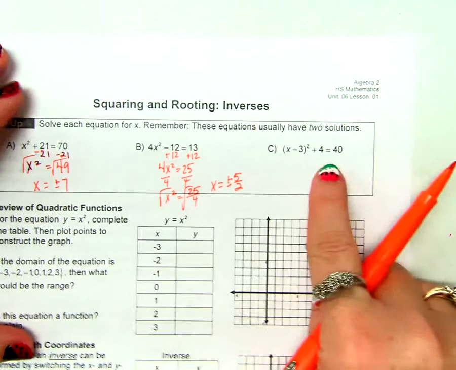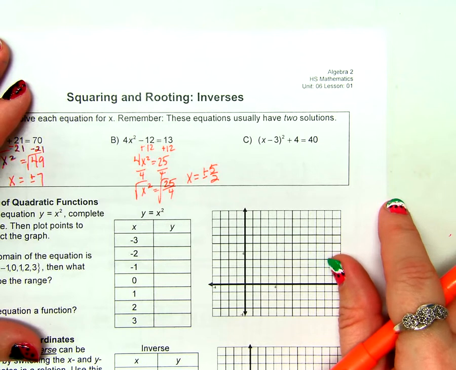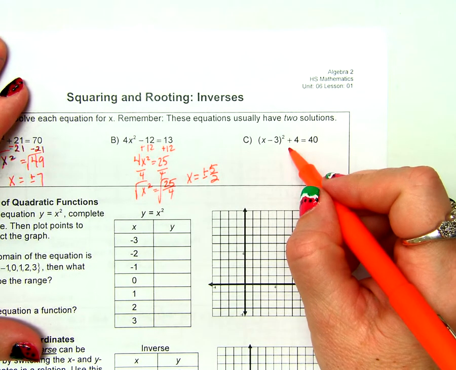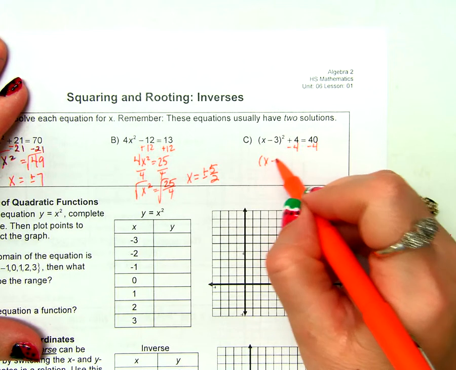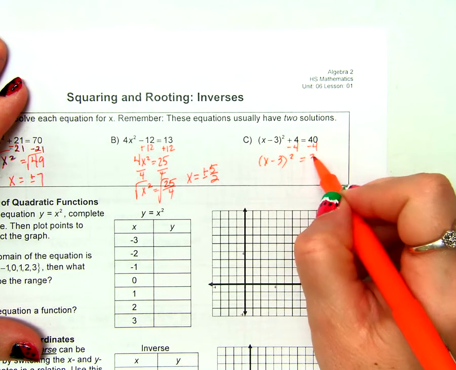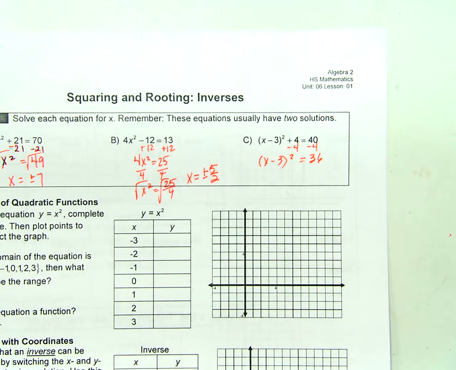Okay, so I just left it there because I knew I was going to square root both sides. Okay? What about c? What do I do first on c? Minus 4 on both sides. x minus 3 squared equals 36. Now what?